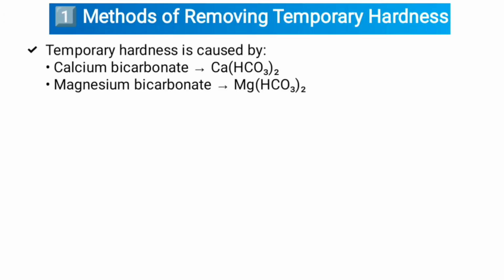First one, methods of removing temporary hardness. Temporary hardness is caused by calcium bicarbonate, Ca(HCO3)2, and magnesium bicarbonate, Mg(HCO3)2. Now we study methods through which we can remove temporary hardness of water.